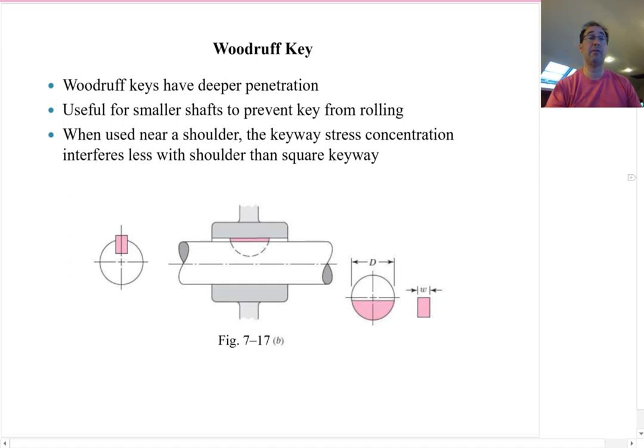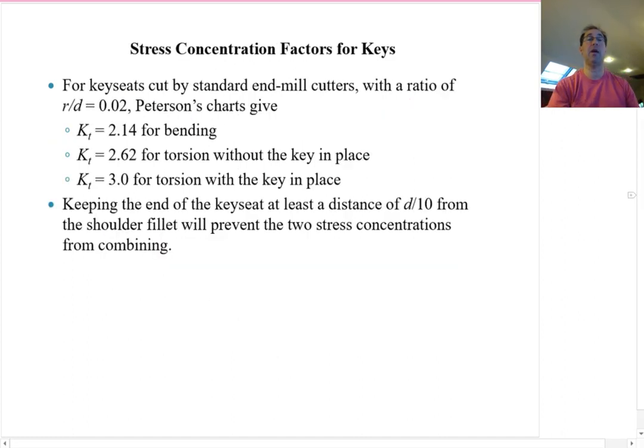Woodruff key, never seen this. Not even sure if I know what it looks like from this picture. You can completely ignore that. I have no idea what that is.